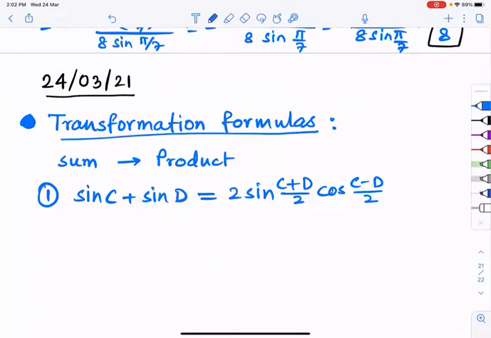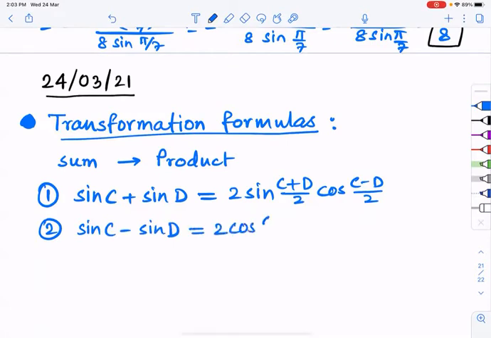There is another one in sin, that is sin C minus sin D. If I have a minus sign in between, then it will be converted to 2 cos (C plus D) by 2 into sin (C minus D) by 2. That means when you have a plus sign, we have sine of C plus D by 2. So for C plus D, we have sine here, here we have cos. Here we have cos, here we have sine for C minus D. So it changes like this. That is how we can remember.